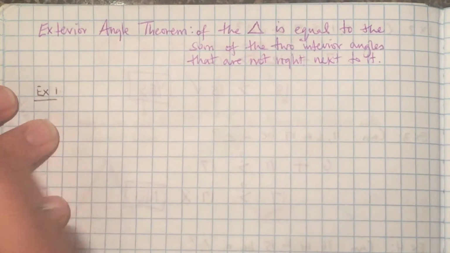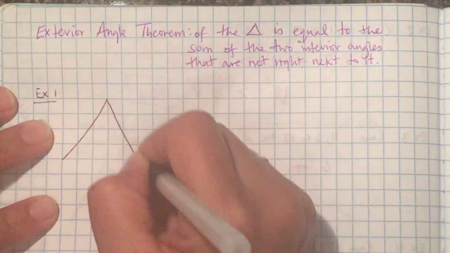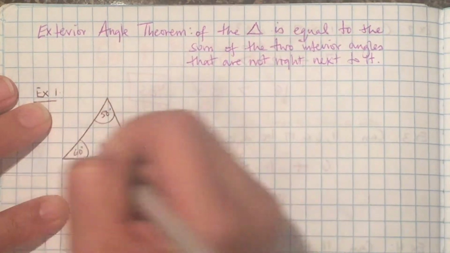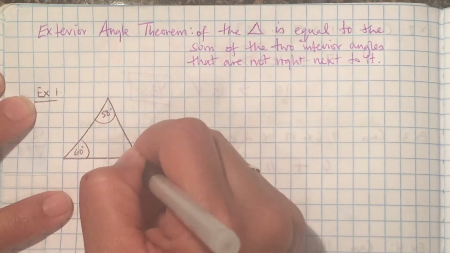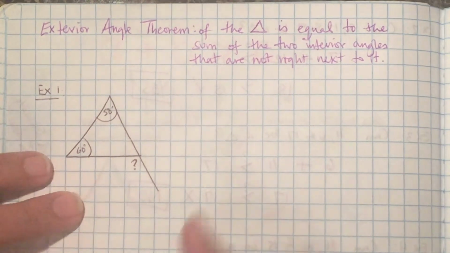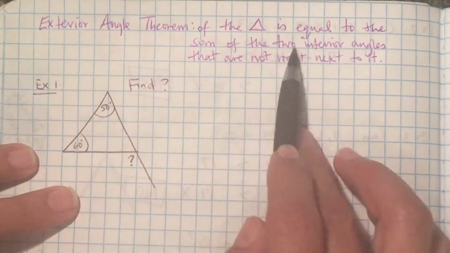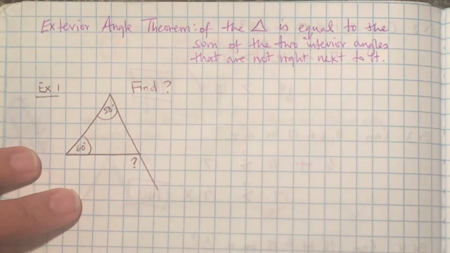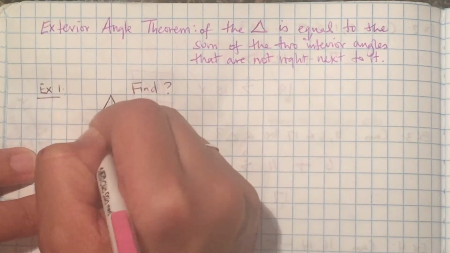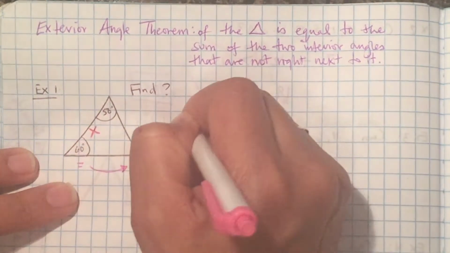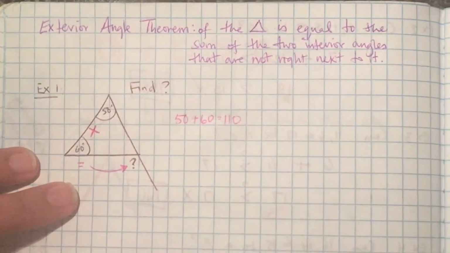So let's take a look at an example. Let's say you have this triangle and you draw a little extension on one side, and you have 50 and 60 as the angles. You're asked to find the question mark. The exterior angle theorem says that when you add the two interior angles that are not right next to the question mark, this 50 plus 60, it gives you that exterior angle of 110.